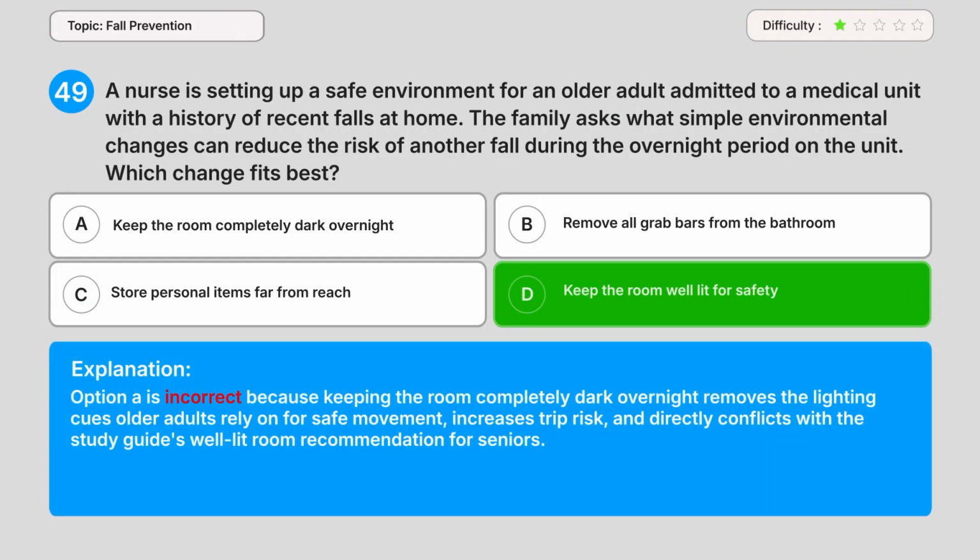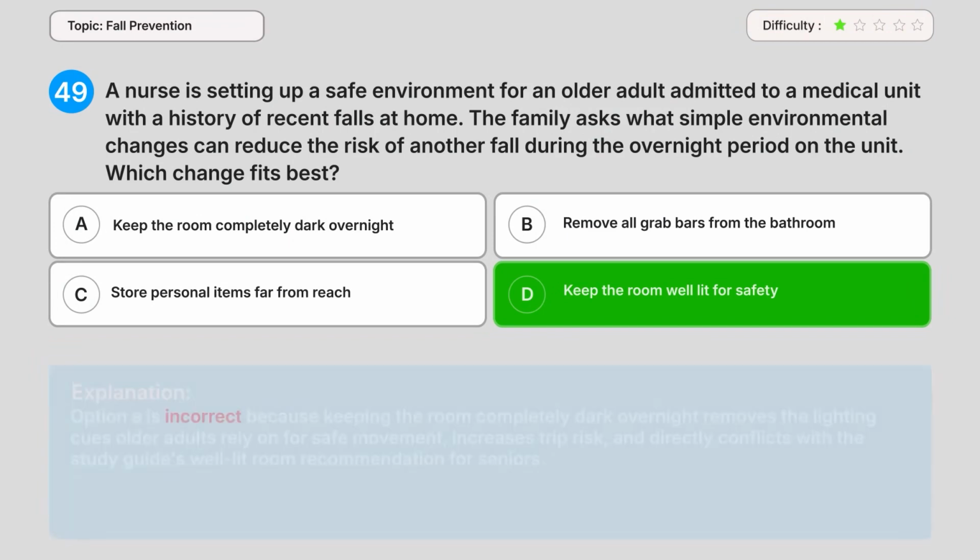Option A is incorrect because keeping the room completely dark overnight removes the lighting cues older adults rely on for safe movement, increases trip risk, and directly conflicts with the study guide's well-lit room recommendation for seniors.